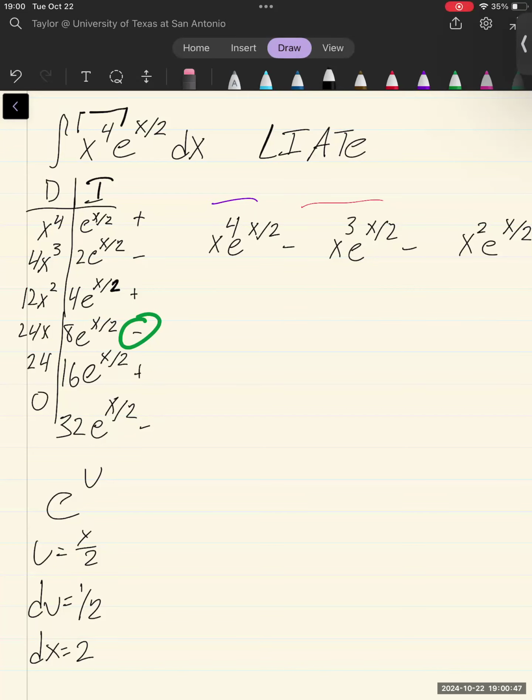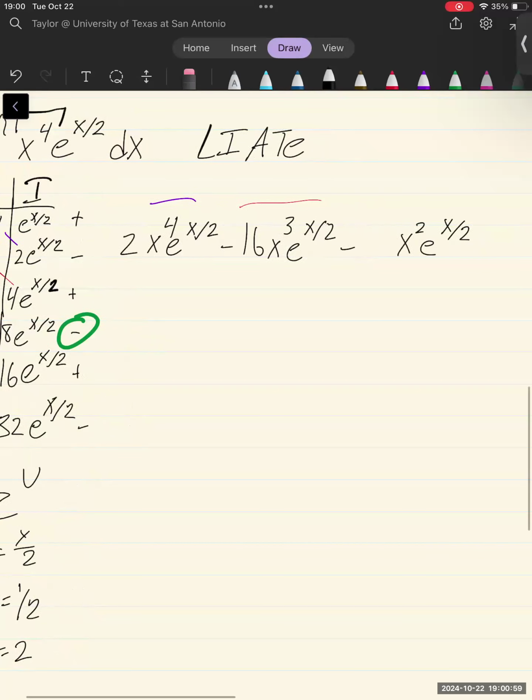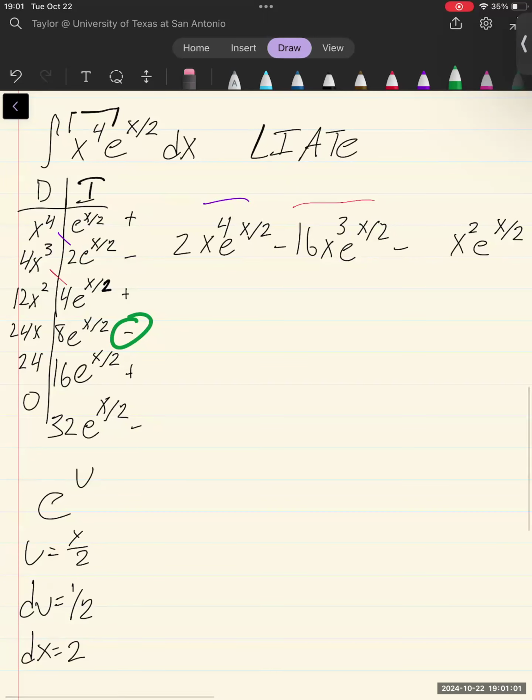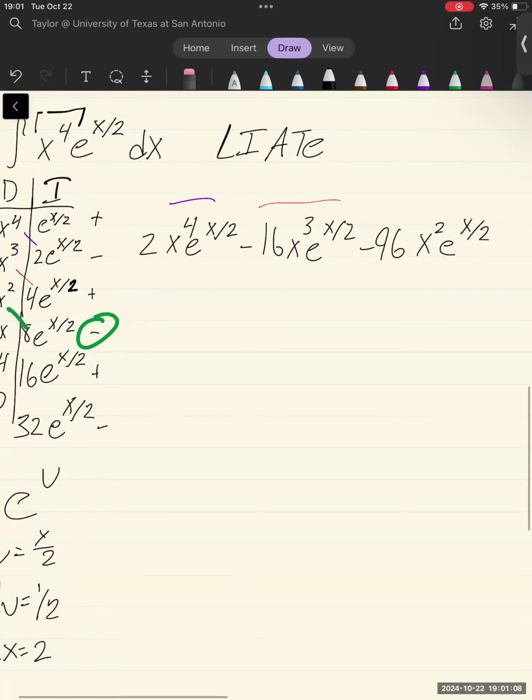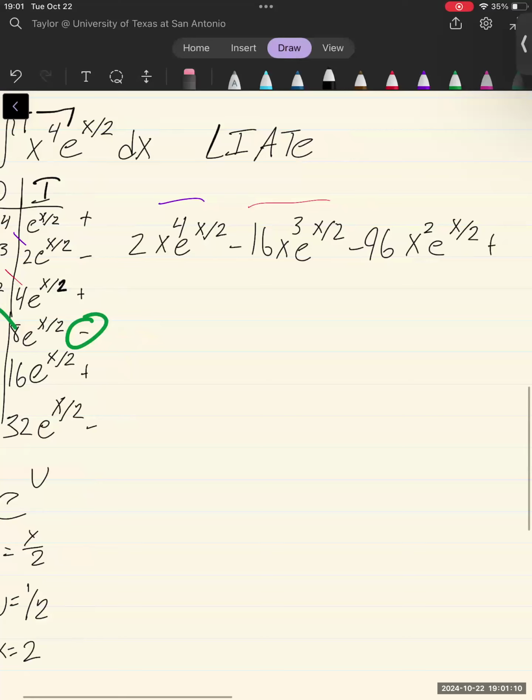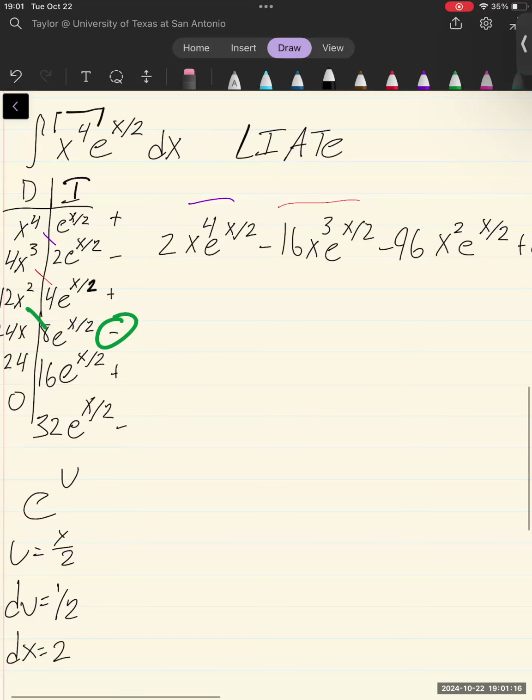Yeah, okay. So going back to my colors here, this is 2. These 2 become 16. These 2 become 96. And then we can stop here if that's okay with you guys. Do we all agree? Do we disagree?